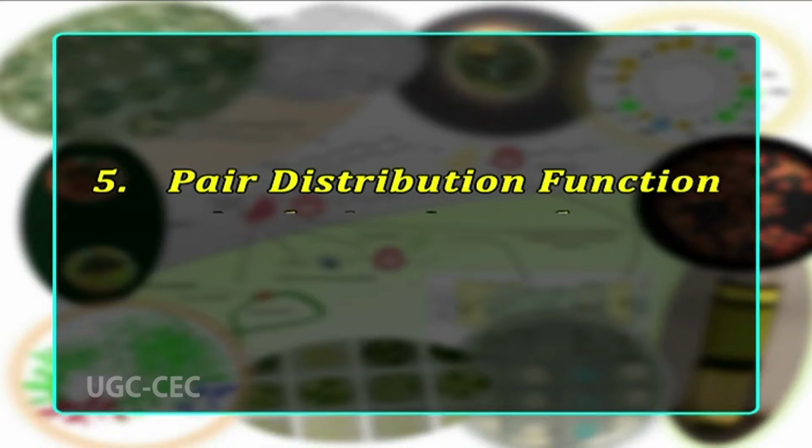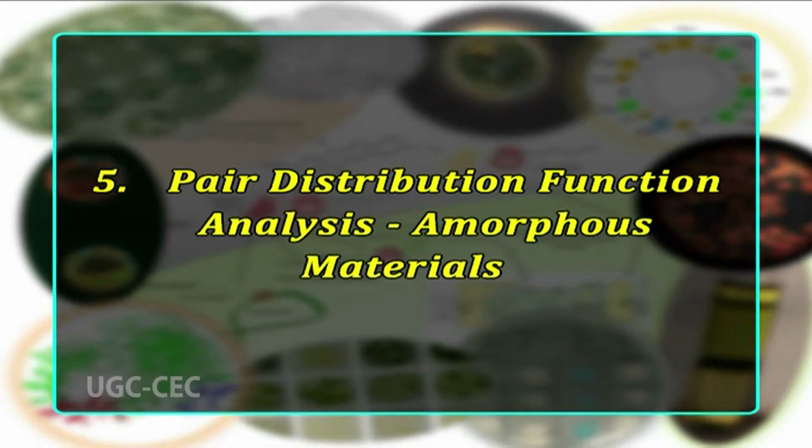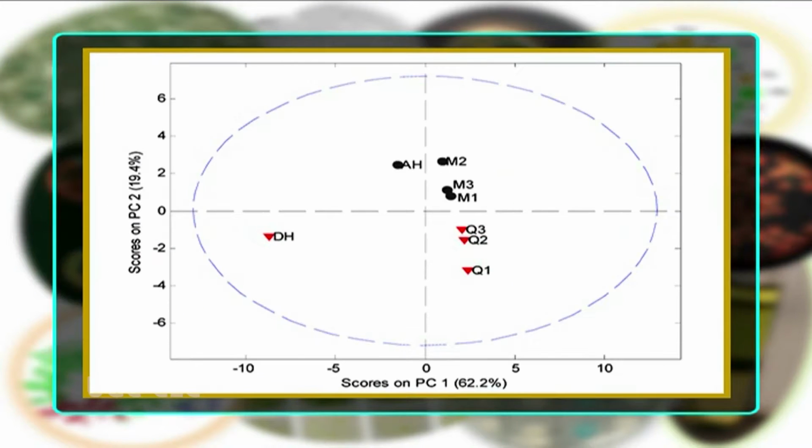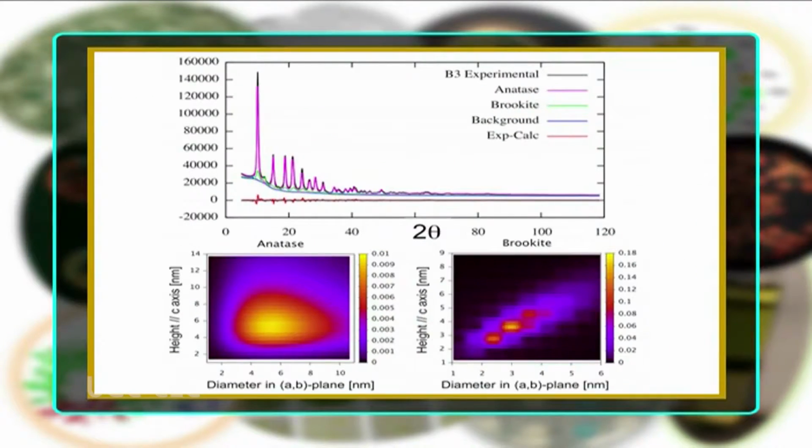XRD can be used for pair distribution function analysis as well in amorphous materials. The X-ray scattering from an amorphous material leads to broad features in the powder pattern. These features can be analyzed using old mathematics like the Debye function, or more rigorously using new approaches and high energy synchrotron or neutron diffraction.